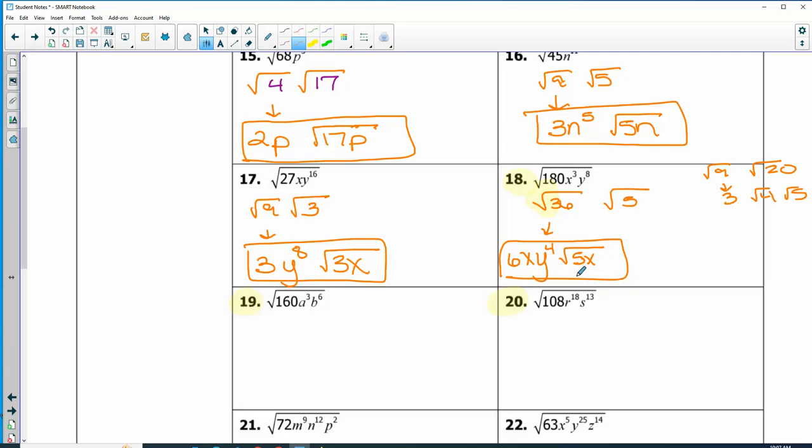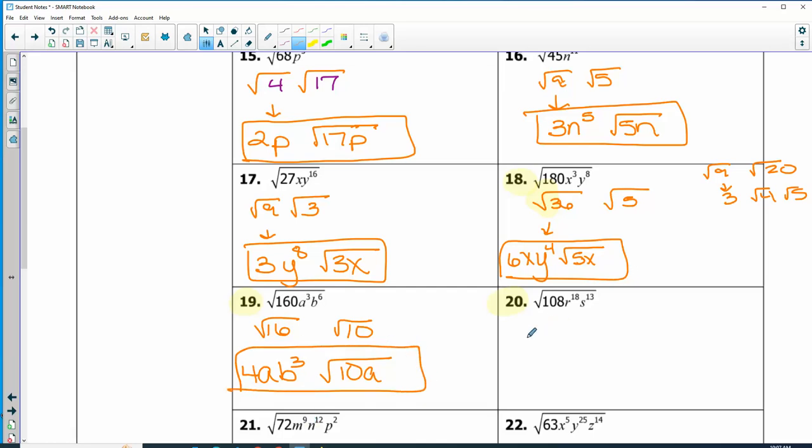Make sure all the numbers outside your radical are in front and the radical extends over both the 5 and the x. 160, we can break into 16 and 10. Square root of 16 is 4, and we keep a square root of 10. If we have 3 a's, how many groups of 2? 1 group of 2 and 1 left over. 6 b's would give me 3 groups of 2.